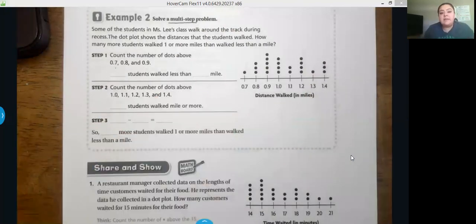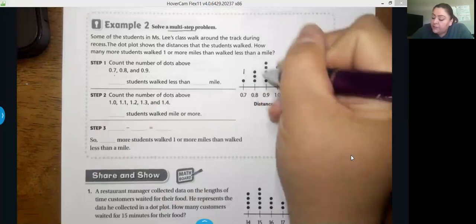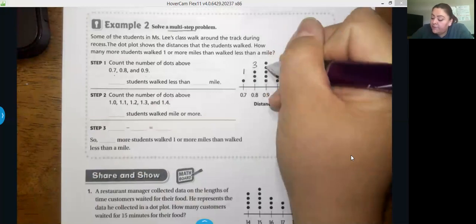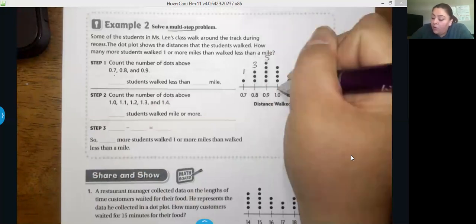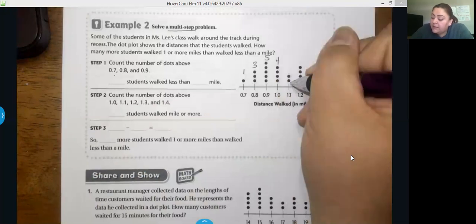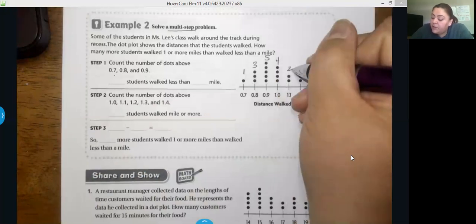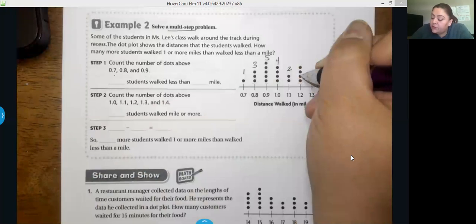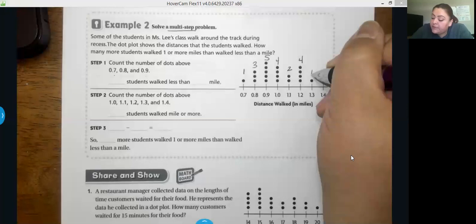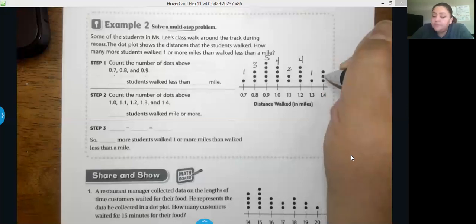They're already telling us what we already know to do, which is to label it, okay? So I've got over 7/10, there's 1. 8/10, 1, 2, and 3. 9/10, 1, 2, 3, 4, and 5. 1 whole, 1, 2, 3, 4. 1 and 1/10, 1, 2. 1 and 2/10, 1, 2, 3, 4. 1 and 3/10 is 1, and then 1 and 4/10 is 1, 2, and 3.